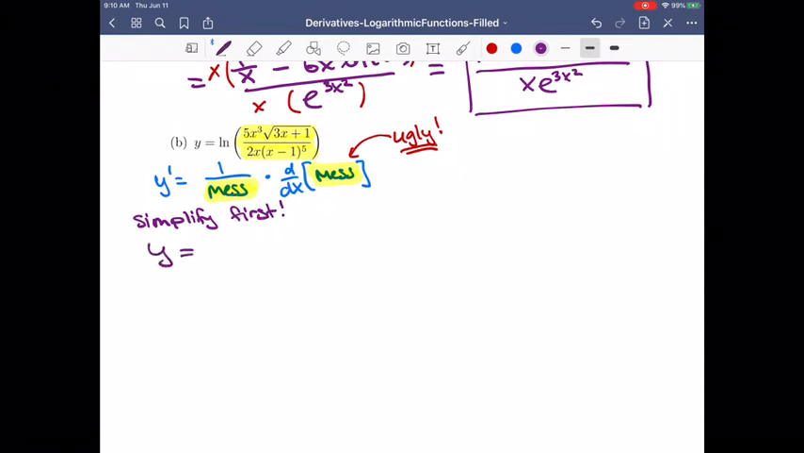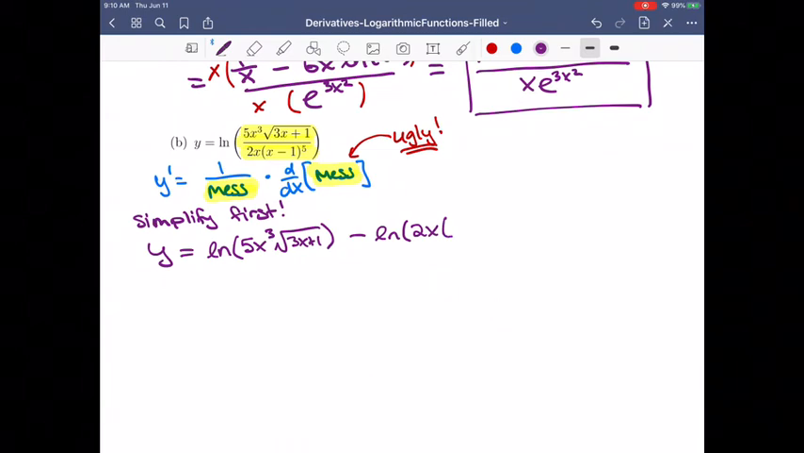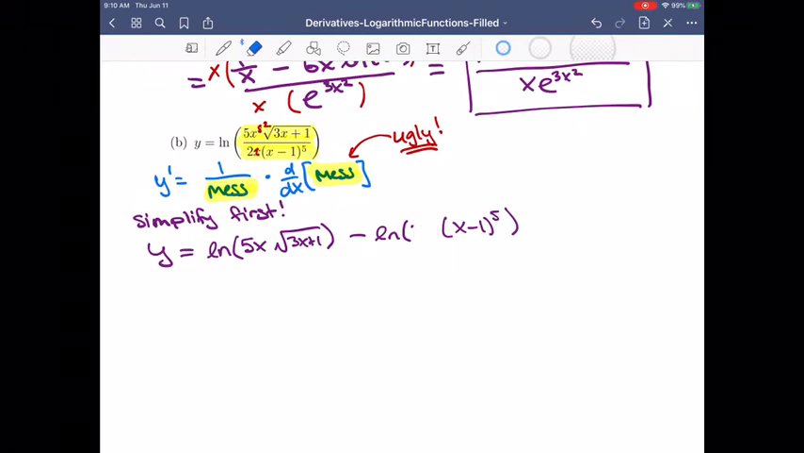So I can use the log rules. So y I can write as ln of the top minus ln of the bottom. Actually, I could have canceled an x first. So let's do that. So this x is gone, and this x is going to be a square. That's going to make things slightly less complicated.